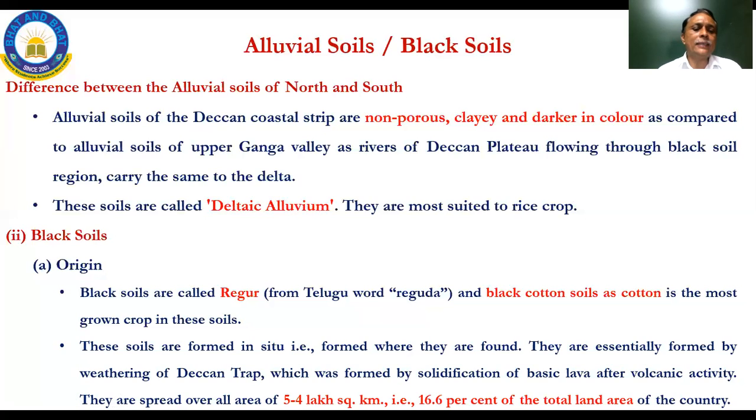Now, these soils are formed in situ, that is, formed where they are found. They are essentially formed by weathering of Deccan Trap, which was formed by solidification of basic lava after volcanic activity. They are spread over an area of 5 lakh square kilometers, that is 16.6% of the total land area of the country.